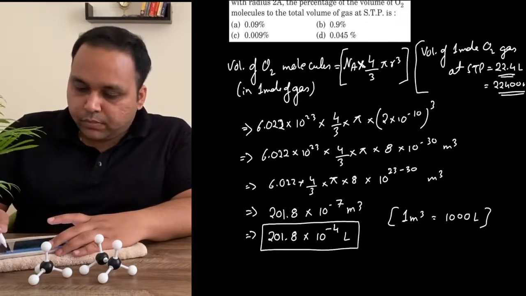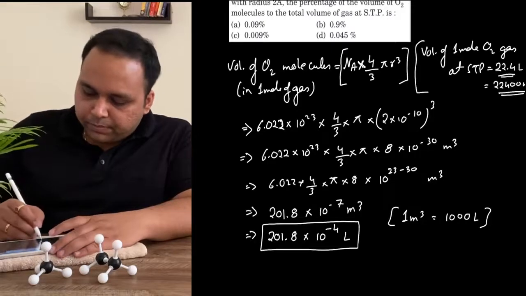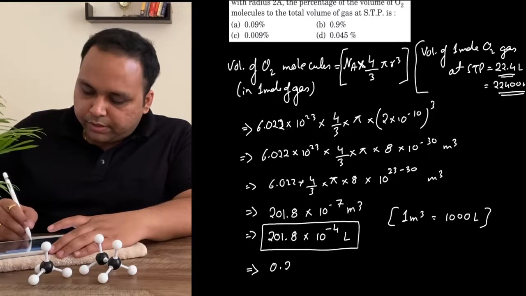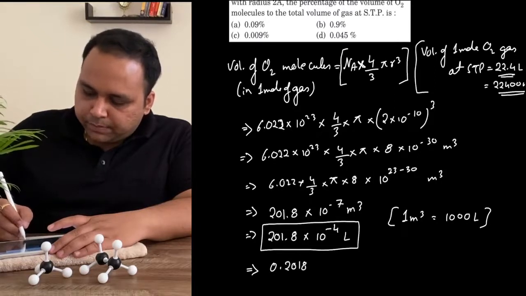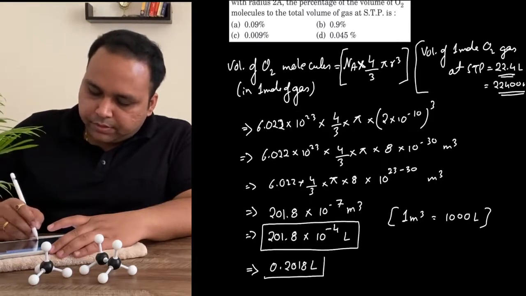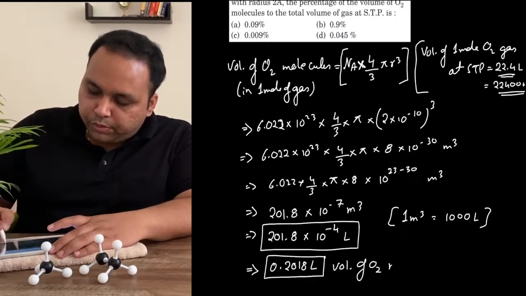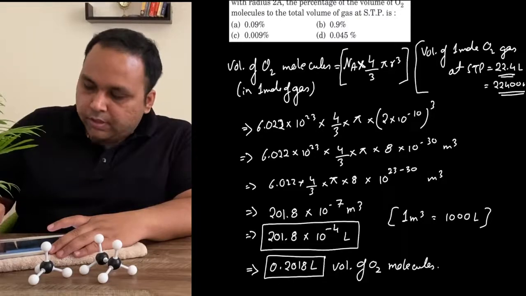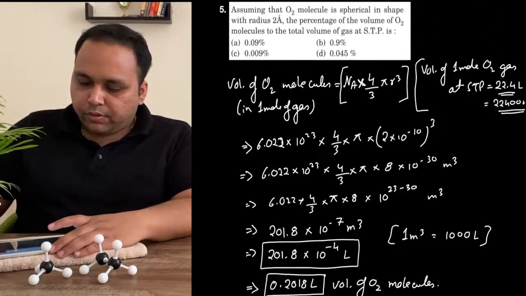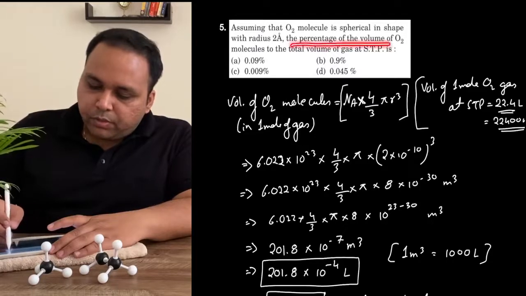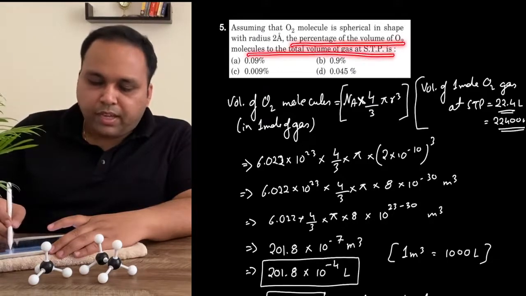Now, rearranging this into a better number, removing the powers, you get 0.2018 liters as the volume of O2 molecules, not the gas. Now what do we need to find? What are we asked? The percentage of volume of O2 molecules to the volume of gas.